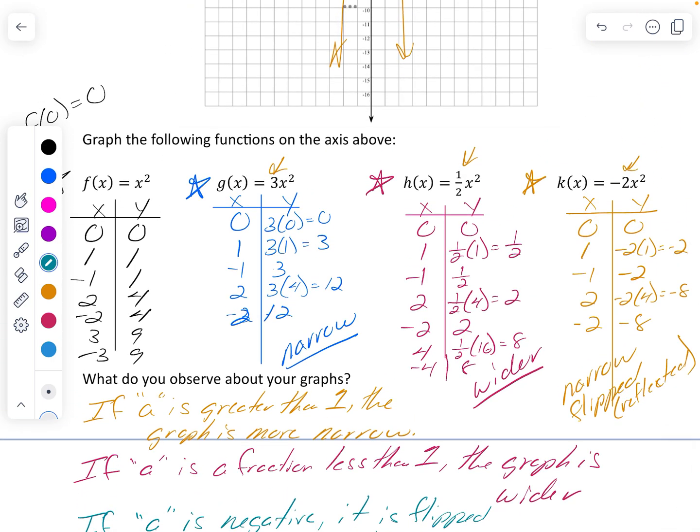And so as you're graphing on your assignment today, you can make a little chart just like I did, but you're going to comment on each one just like we did here, how it relates to y equals x squared. Is it more narrow? Is it wider? Is it flipped? Is it narrow and flipped, like our last example? So I want you to note how the coefficient, the number in front of the x squared, affects the graph.